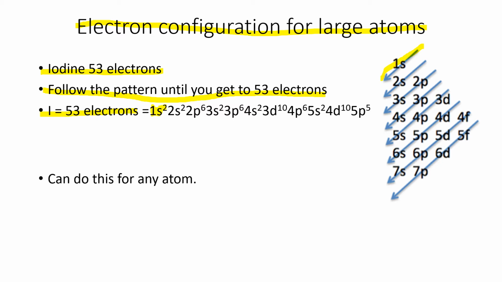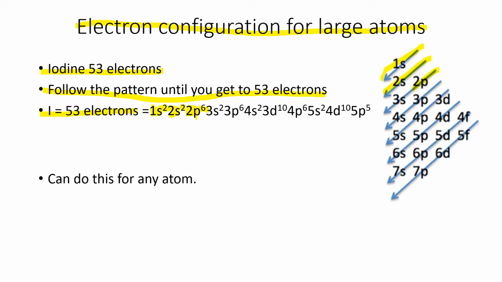What's my next orbital I hit? Well, following the diagonals, next orbital I'm going to hit is going to be 2s. Okay, so that's where my 2s comes from. How many electrons fit in the s orbitals? 2. What's going to be my next orbital that I hit? Looking on the right tree diagram, next orbital I hit is going to be 2p. That's going to be the next orbital I'm going to fill, 2p. How many electrons can fit in the p orbitals? 6 can fit in the p orbitals. Are you at 53 electrons yet? No, nowhere close. Keep going.